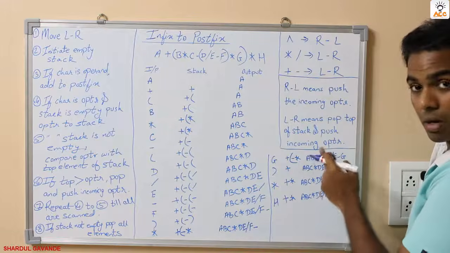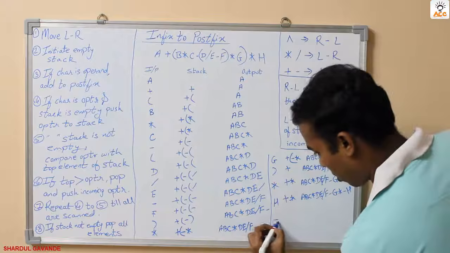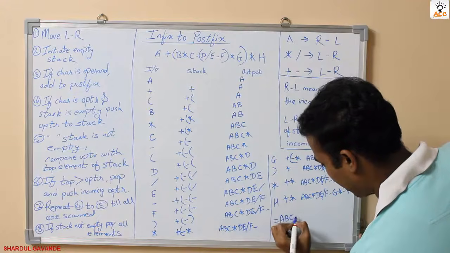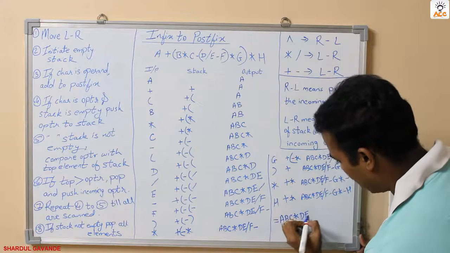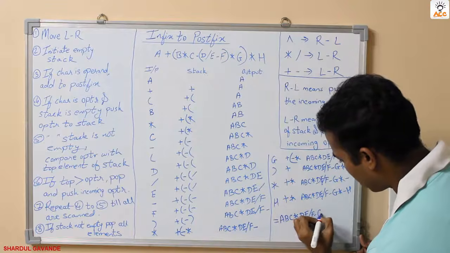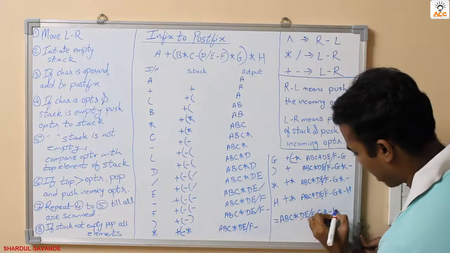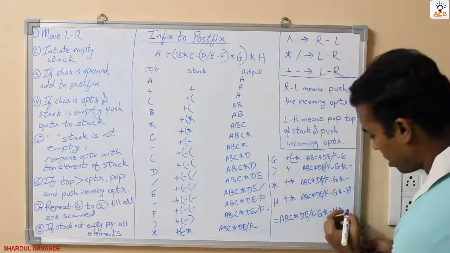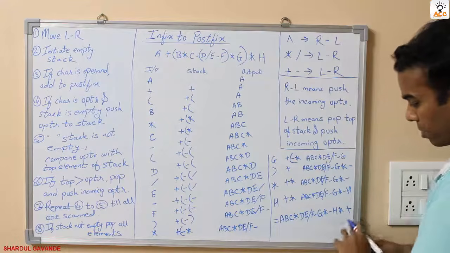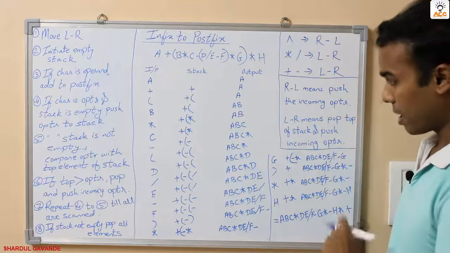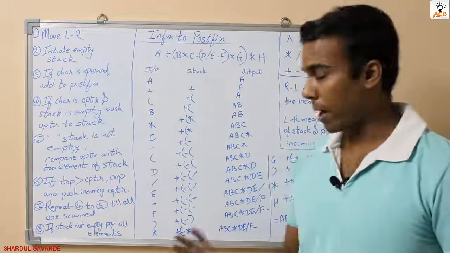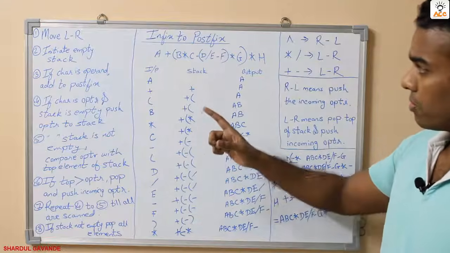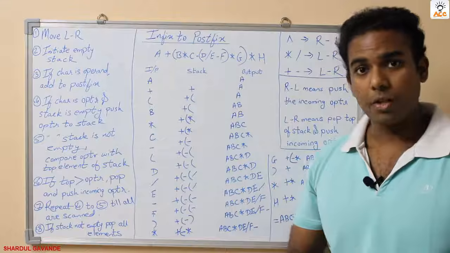The last elements are popped out from the stack, and the final postfix expression would be A, B, C, star, D, E, slash, F, minus, G, star, minus, H. Then star is popped out and then plus. So this is my final postfix expression. You have to keep in mind the basic rules and the precedence of these operators, and accordingly follow the algorithm to convert the given infix expression to postfix.